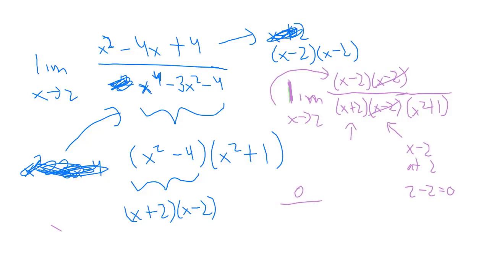So we'll have 0 over 2 plus 2, which is 4, times 2 squared plus 1, which is 5. And that would give 0. So 0 over 20, which is 0. And the next problem is another limit problem.